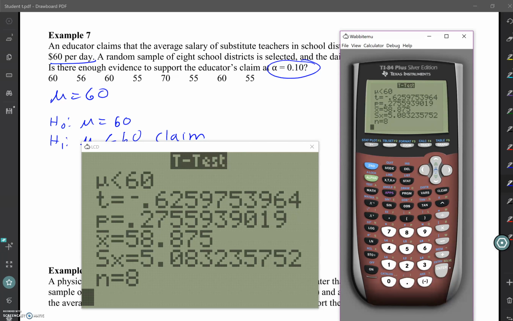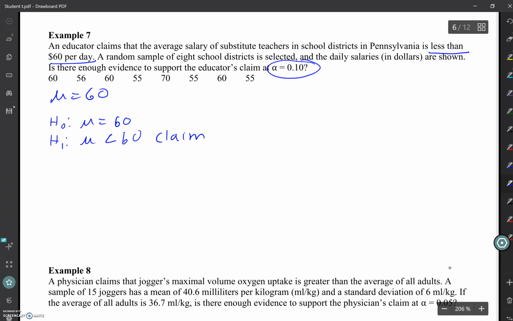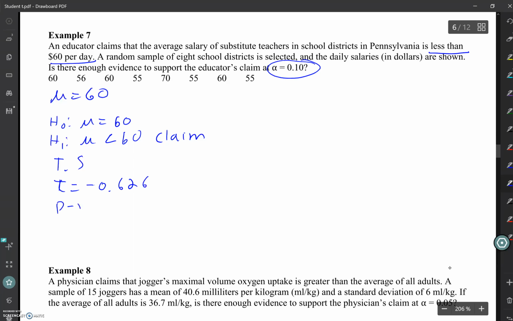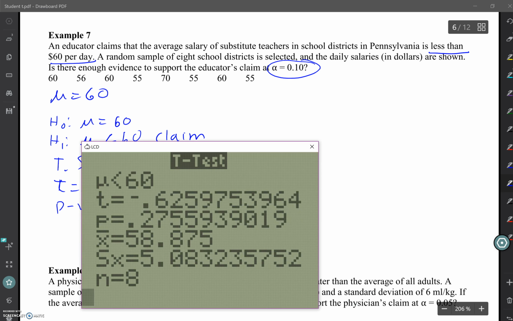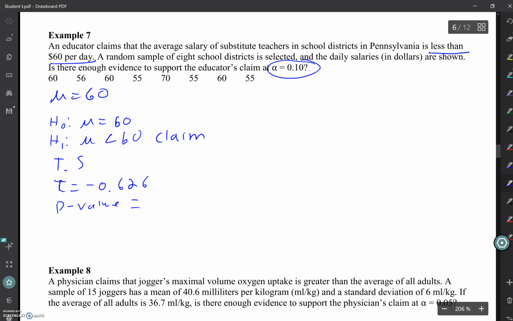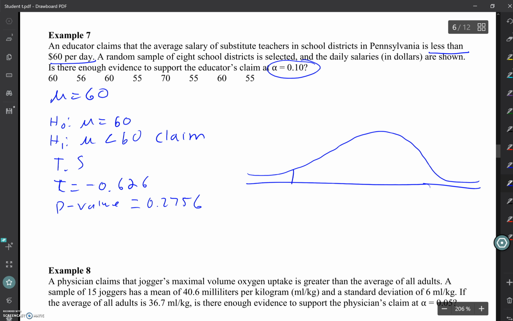So the test statistic t is negative 0.626. So I've got t equals negative 0.626, and our p-value was 0.2756. I forgot my picture. But my picture would be a left-tailed test at the negative, actually this should be further in, negative 0.626 and out.